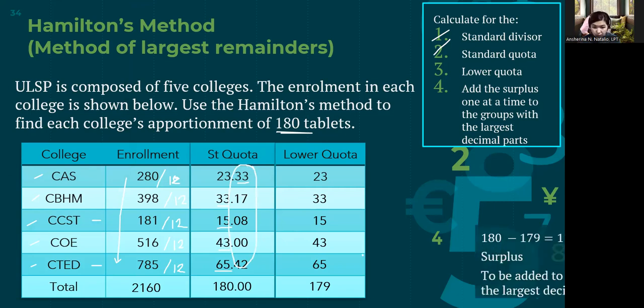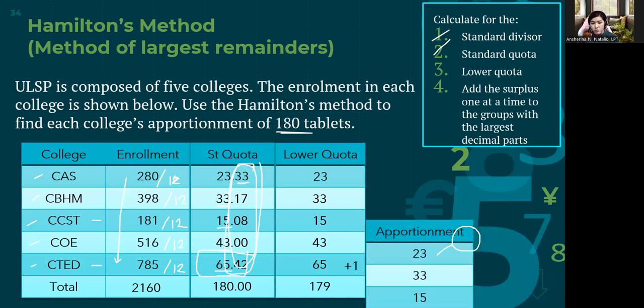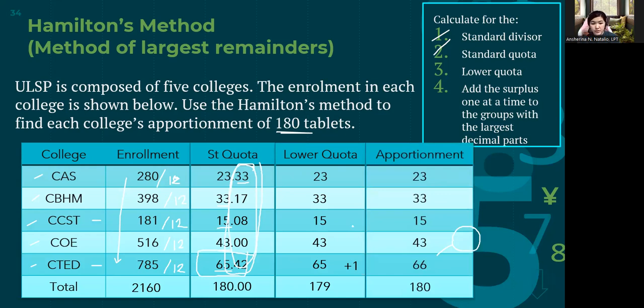Ngayon, kanino natin ibibigay yung surplus na isa? Kasi dapat 180. Merong isang naliligaw. This is the surplus. And this surplus needs to be added to the group with the largest decimal part. Like, which among these have the largest decimal part? Siyempre, itong 0.42. So, dito mapupunta yung plus 1. Okay, gets ba? So, nakapag-add na tayo dito ng 1.